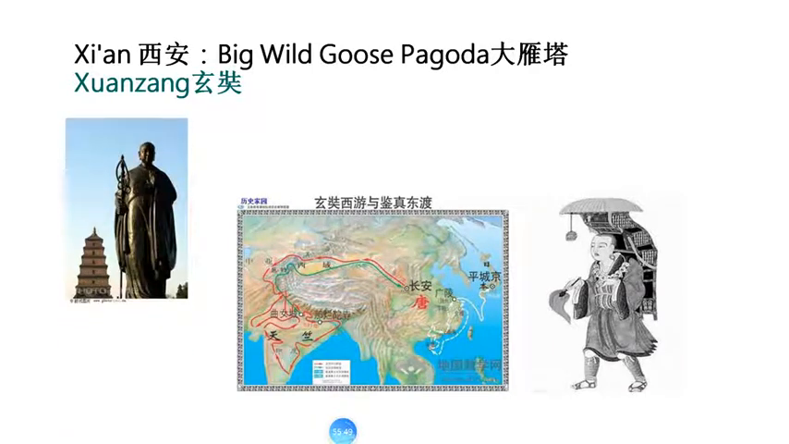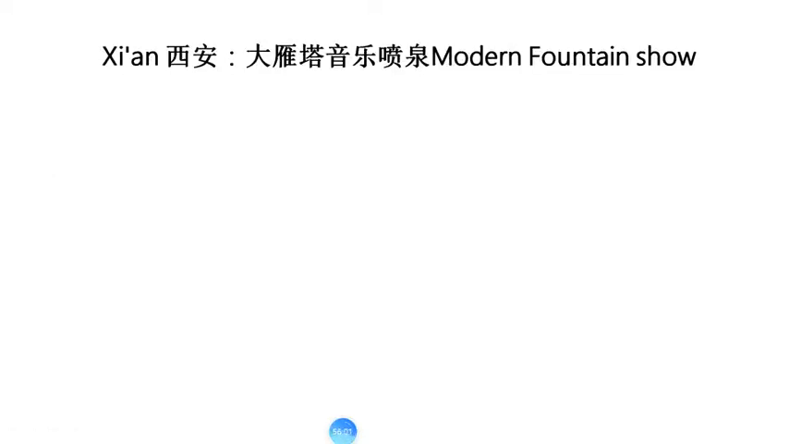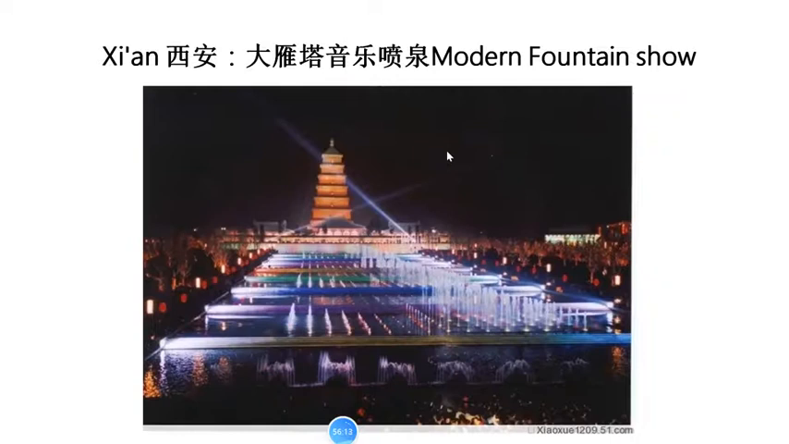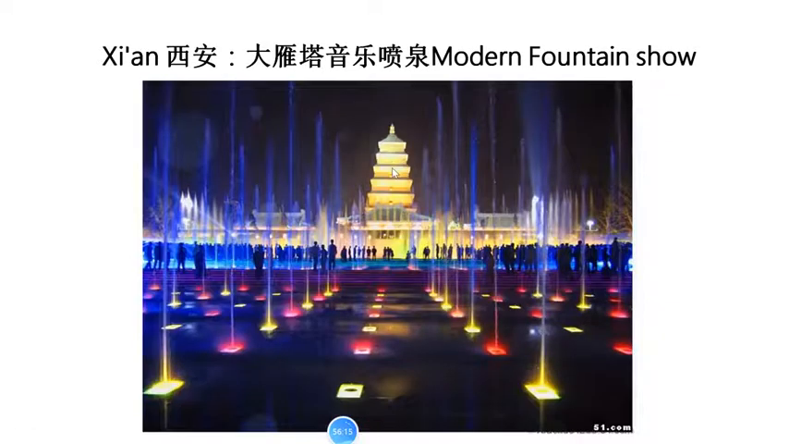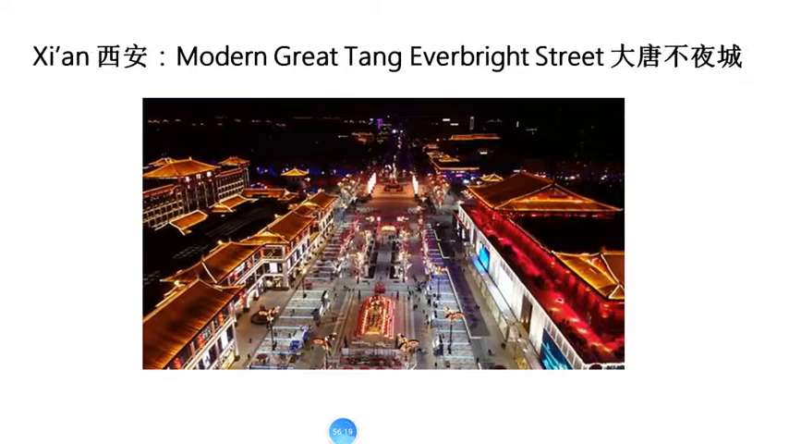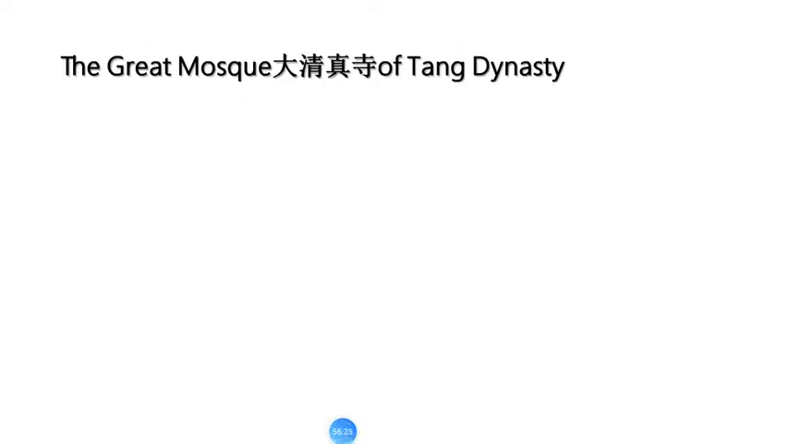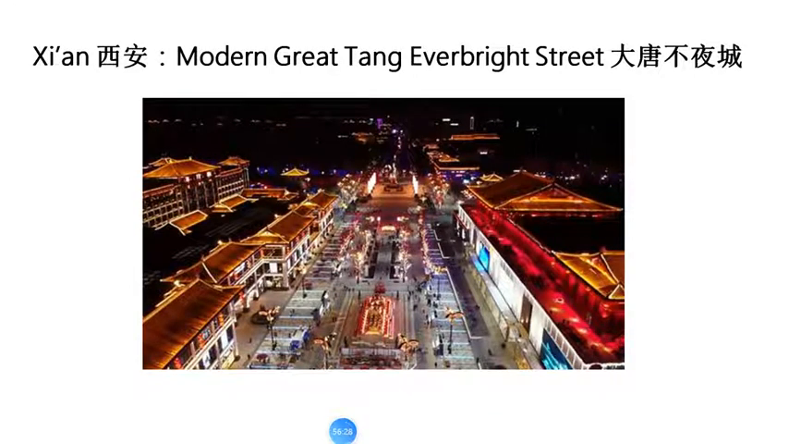To the south of the Thanksgiving Temple stands a modern bronze statue of Xuanzang. In the Big Wild Goose Pagoda area, we shouldn't miss modern places. The first one, Modern Fountain Show Square. And second, the modern Great Tang Ever Bright Street. These two places are very popular nowadays in China.